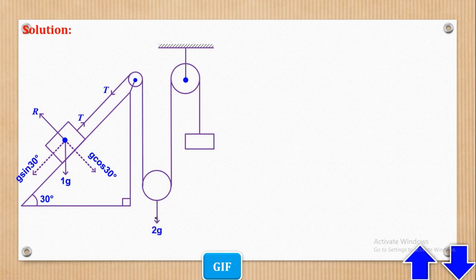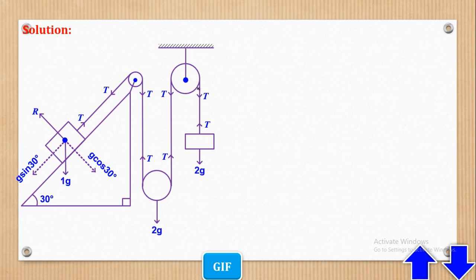So for this one, the weight will be downwards, and because it is downwards, here tension will be upwards. So this will be upwards, and also here upwards. Then because this is upwards, here it will be downwards, and also here downwards. Then for this one, weight will be downwards, and it will be 2g, and because this is downwards, here tension will be upwards, and here tension will be downwards.